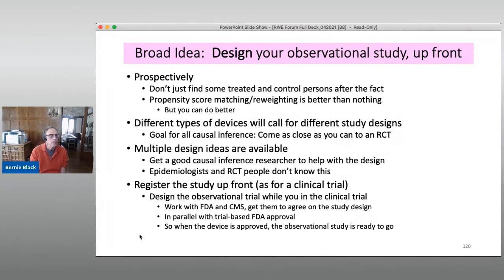We've learned about operating in parallel in the COVID space. Design the observational trial while you're still in the clinical trial. Work with FDA, work with CMS, get them to agree on the study design, and you can do all this in parallel with working on your trial and seeking the trial-based FDA approval. The worst that happens is you spent some money on a few people to design the trial. The cost of that relative to the cost of the clinical trial is negligible. And the idea then is when the device is approved, the observational study is ready to go. And there, COVID is a great example. We learned how to do that. And then you wait and you look at the real world.